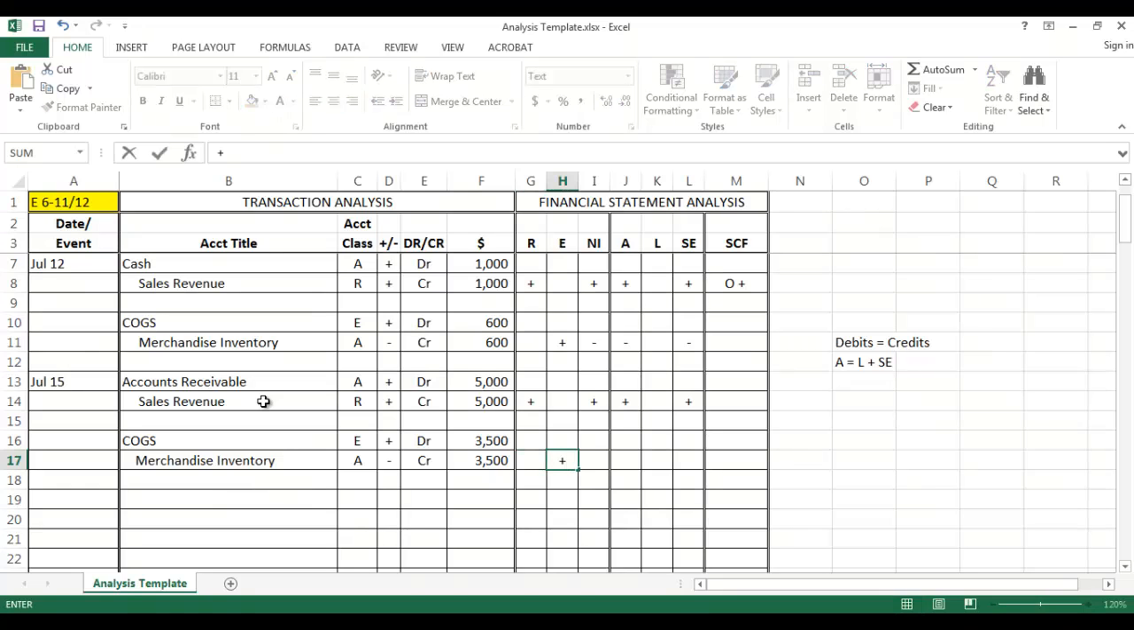Here our expenses have increased, cost of goods sold, which means net income will decrease. Assets decrease, as does stockholders' equity, and still no cash involved.